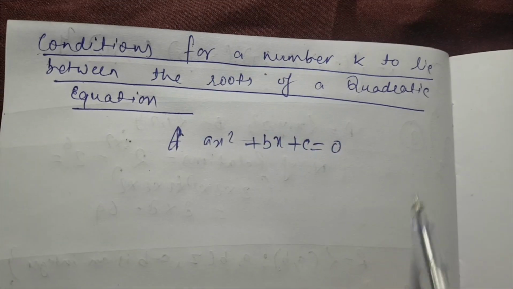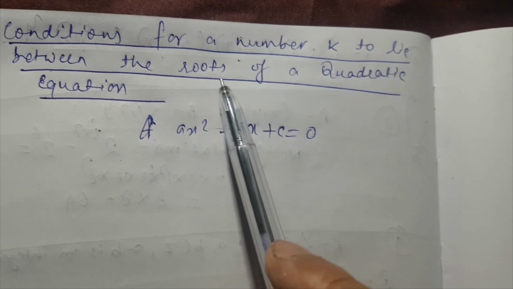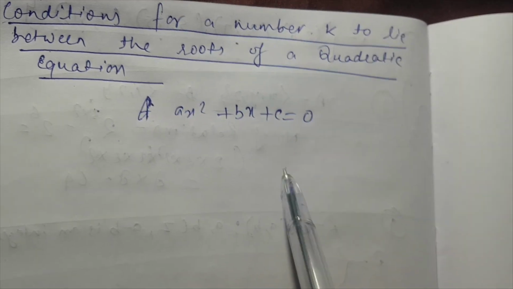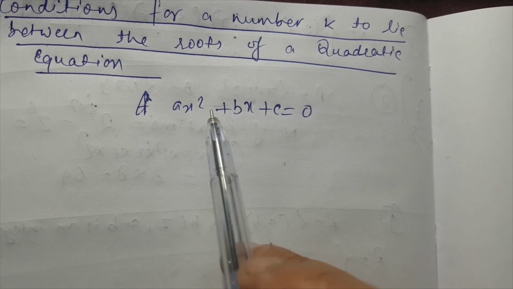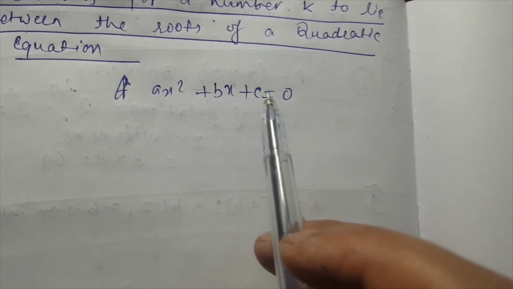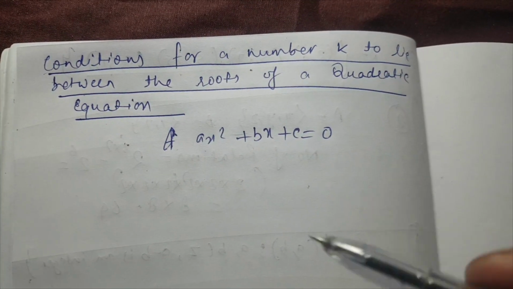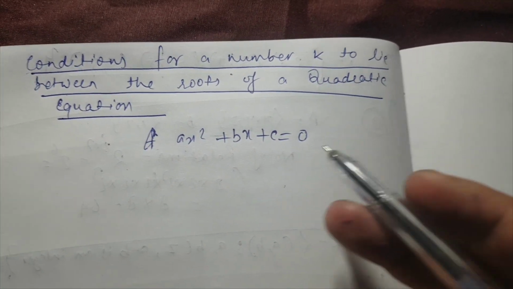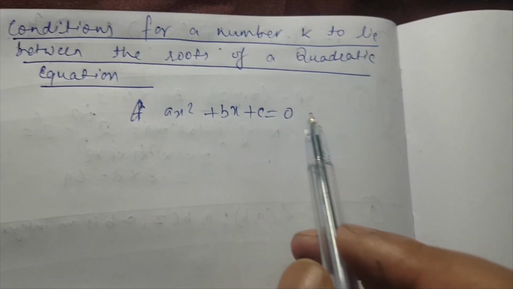Hello guys, today we're going to look at the conditions for a number k to lie between the roots of any quadratic equation. First of all, let us assume our quadratic equation is ax square plus bx plus c.